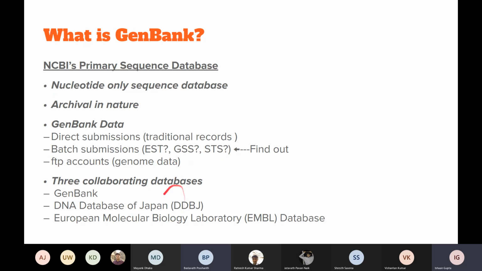So there are three major collaborating databases which form NCBI's primary database. One is GenBank, one is the DNA Data Bank of Japan, also called DDBJ, and the other one is the European Molecular Biology Laboratory database, or the EMBL database.